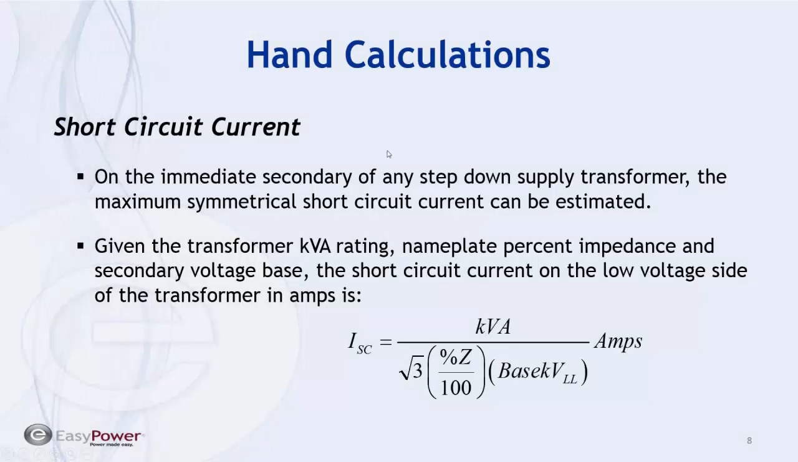There is a very effective and important formula in short circuit calculation for the transformer short circuits, and that's I short circuit equals kVA divided by square root of 3 times Z% times base kV, and that would be in amp. On the immediate secondary of any step-down supply transformer, the maximum symmetrical short-circuit current can be estimated. That's how you would estimate it. Given the transformer kVA rating, nameplate, percent impedance, and secondary voltage base, the short-circuit current on the low voltage side of the transformer in amp is going to be this value. So this is the value that you would use to calculate the short-circuit value on the secondary of a transformer.